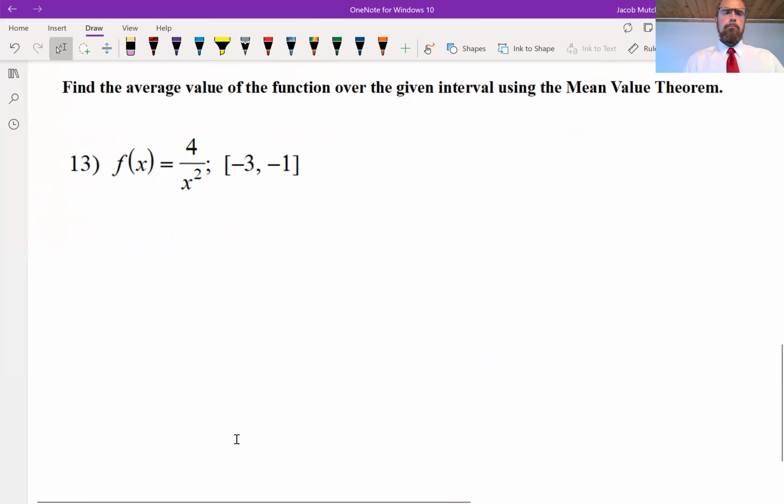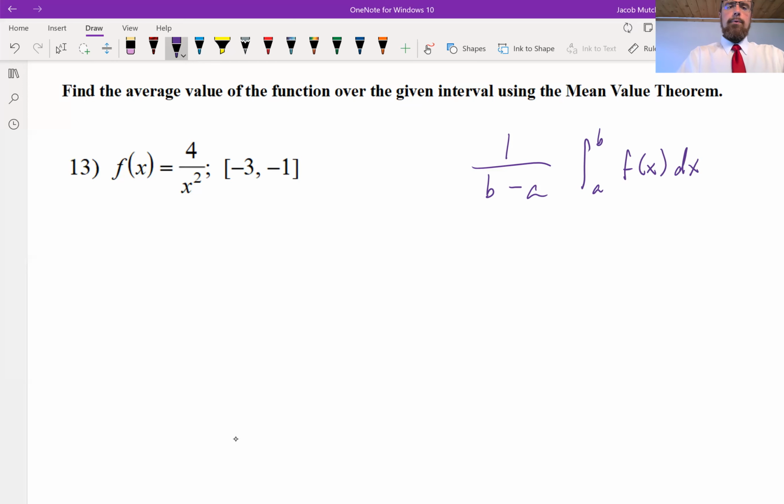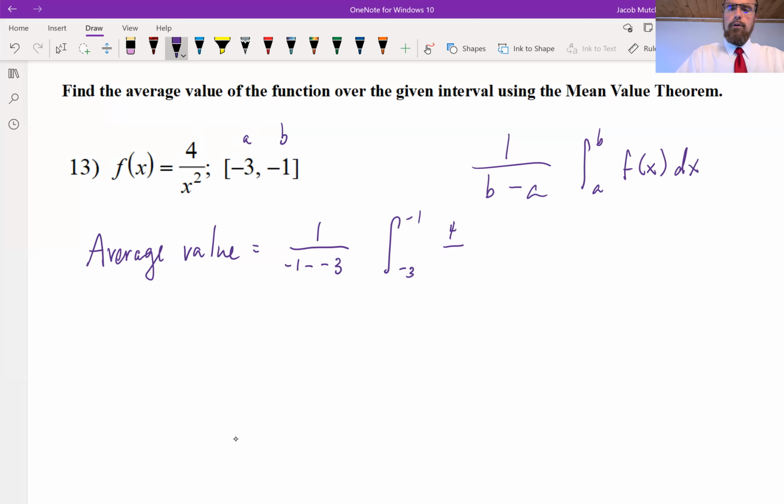So here we've got f of x equals 4/x squared. And I want to find the average value of this function over the interval from -3 to -1. Remember the average value definition again is 1/(b minus a) times the integration from a to b of f of x dx. So for this example, my a is going to be -3, my b is going to be -1. So I'm going to set up the average value equals 1 divided by the upper limit, -1, minus the lower limit, -3, times the integral from the lower limit, -3 to -1 of 4 over x squared dx.